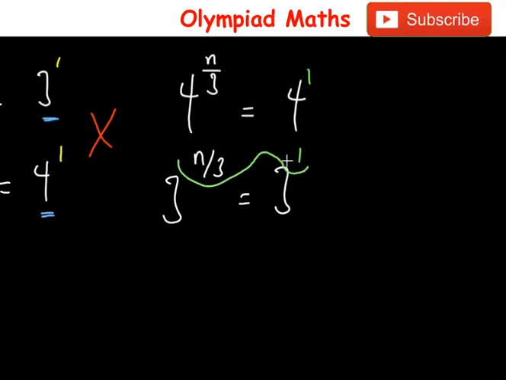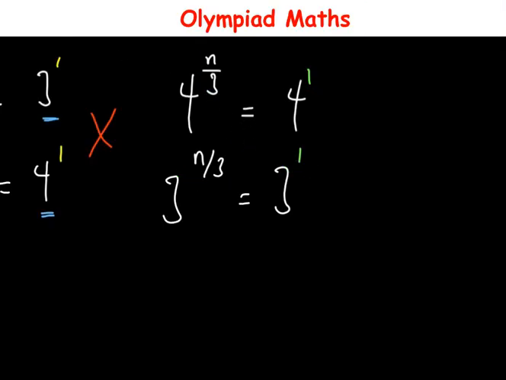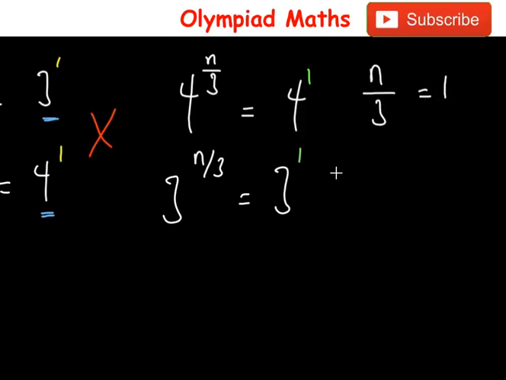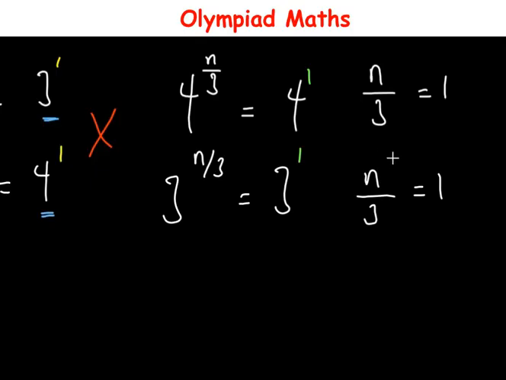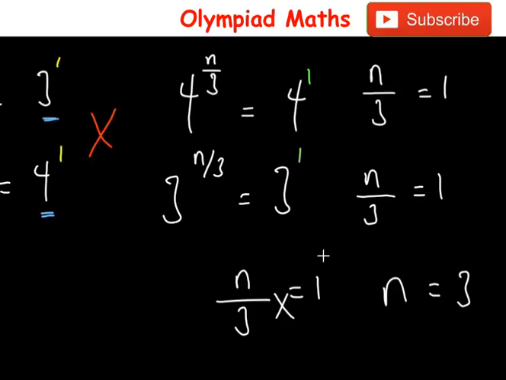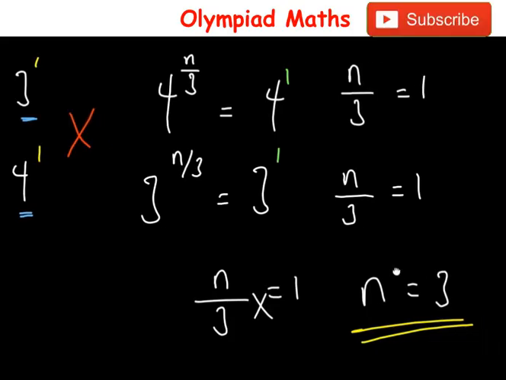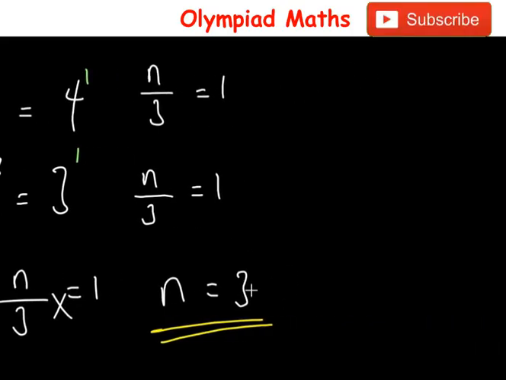Since we have the same base, we can simply compare the exponents. So for the first one, we have n over 3 is equal to 1. And for the second one, we have n over 3 is equal to 1. Now, if you solve these two, you will get the same answer. If we solve n over 3 equals 1, simply cross multiply, and the value of n is equal to 3. And with this, we have gotten the final answer to the solution of n, that n is equal to 3.